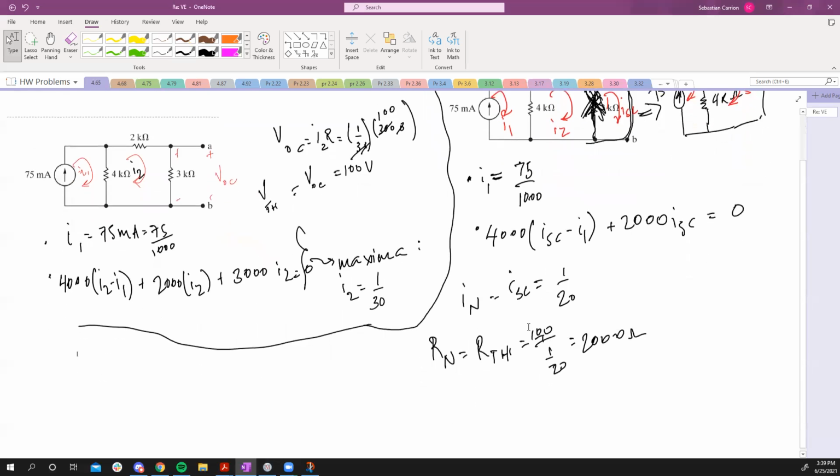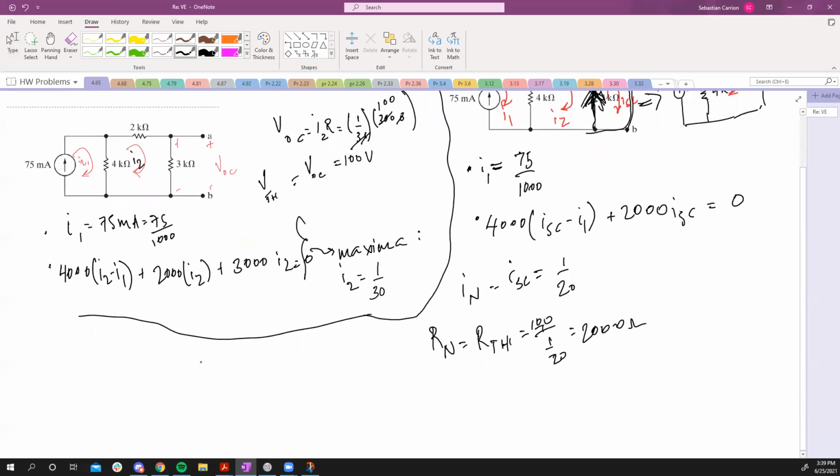So our Norton equivalent would look like this. We have a current source of 1 over 20 amps, and this is our Norton equivalent.